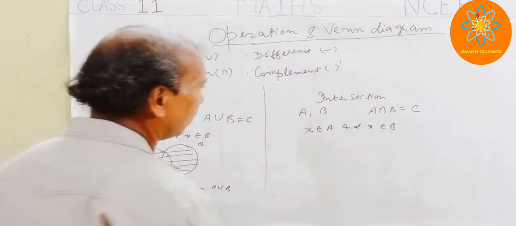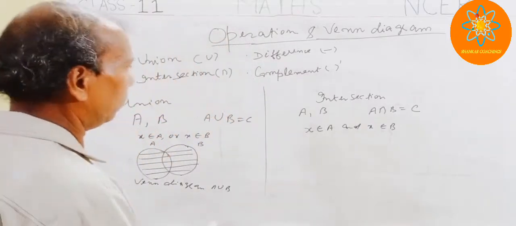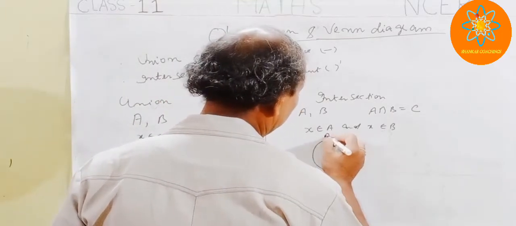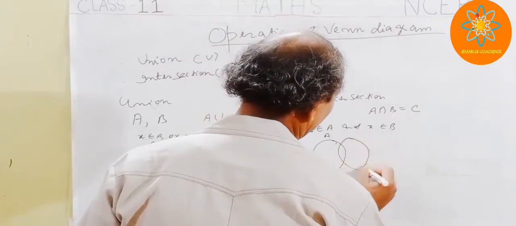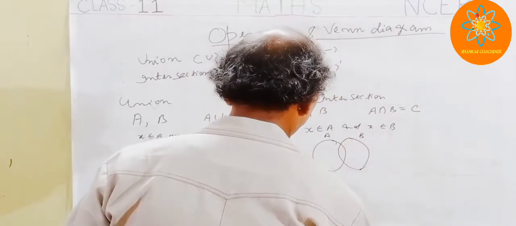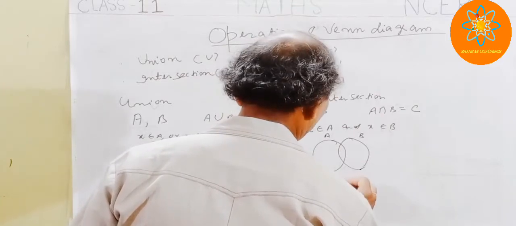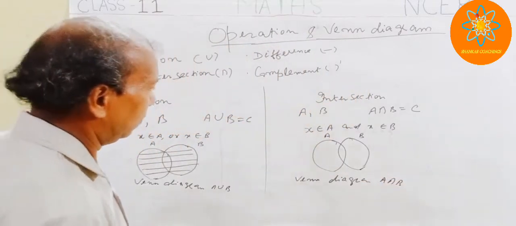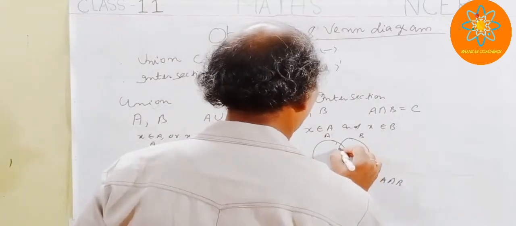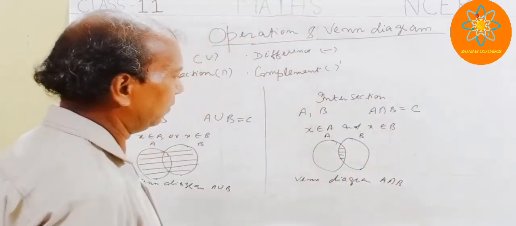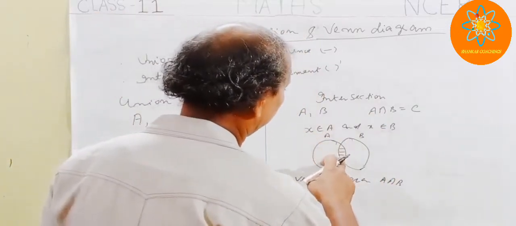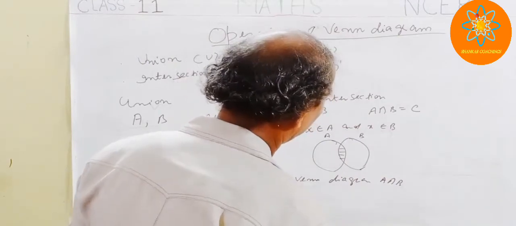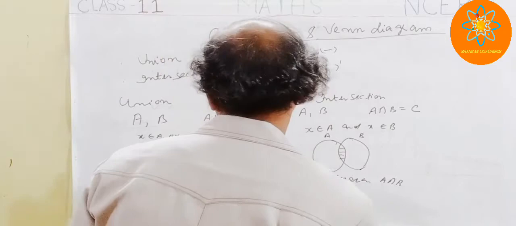How will I find the Venn diagram? I will draw A and B. Suppose this is set A and this is your set B, and this is the Venn diagram of A intersection B. This portion is our A intersection B, because this part is in A and also in B. This is the Venn diagram of A intersection B, and the meaning of union and intersection.